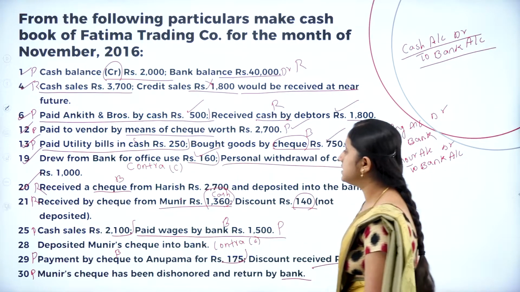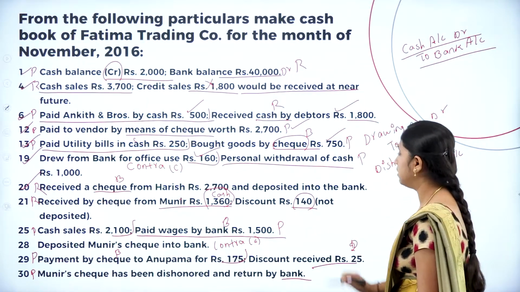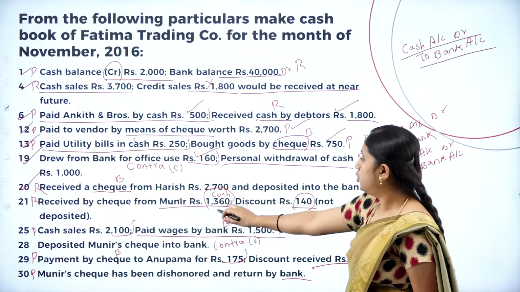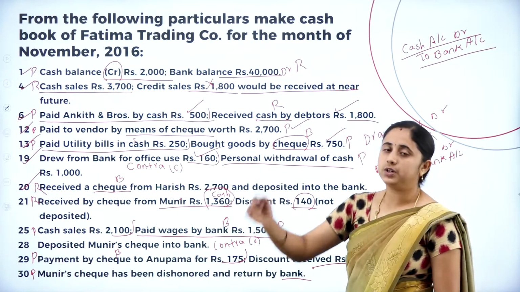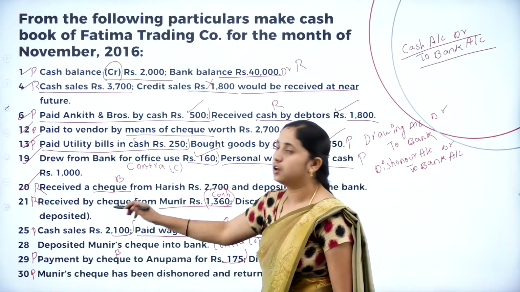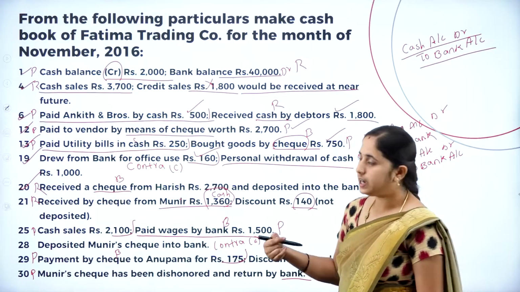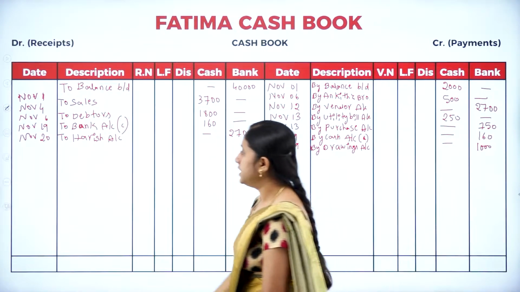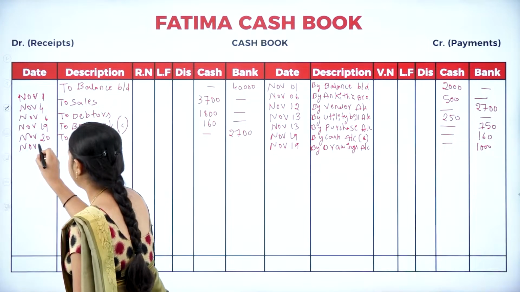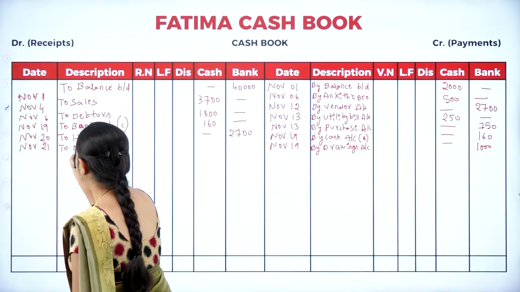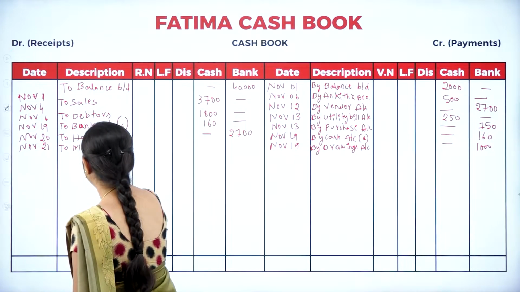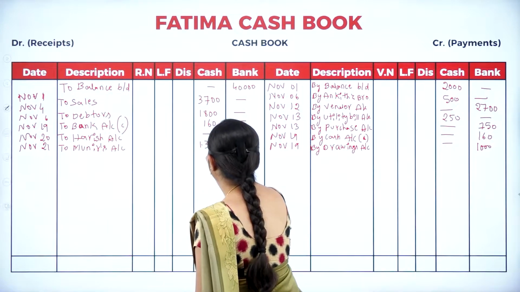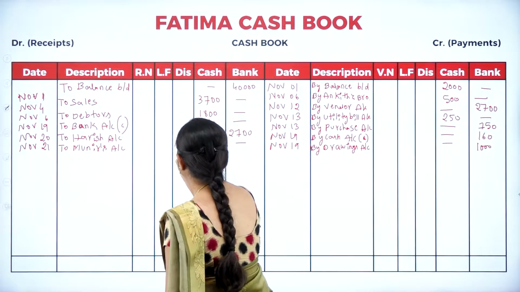Next, received a check from Munir 1360 and discount rupees 140, not deposited. So that means receipt side, to Munir account 1360, amount in cash column. Even though you will receive the check, it is not deposited. So write amount in the cash column 1360 and discount column 140. November 21st, to Munir account 1360, amount in cash column and discount column 140.